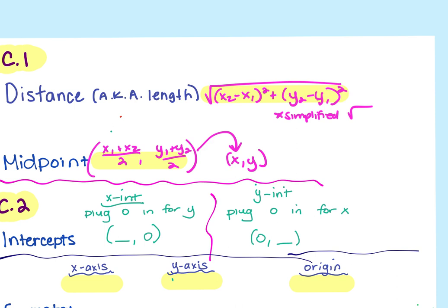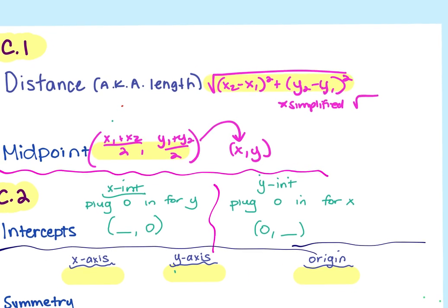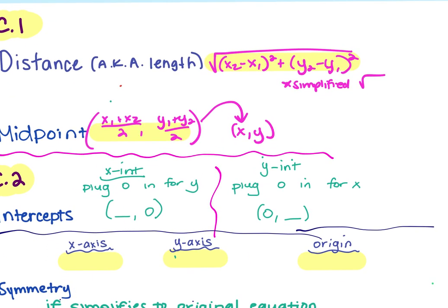Then comes your intercept. So for the x-intercept, we plug 0 in for y. For the y-intercept, we plug 0 in for x. We solve. There's usually some factoring involved there. And those are given in coordinate point form. So it would say a number, comma 0, or 0, comma a number.